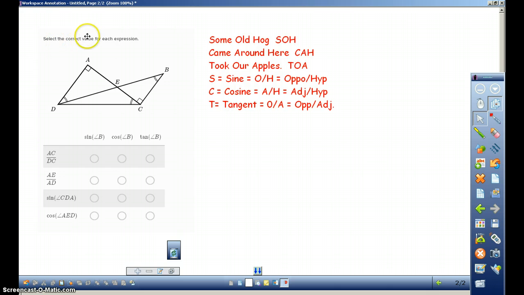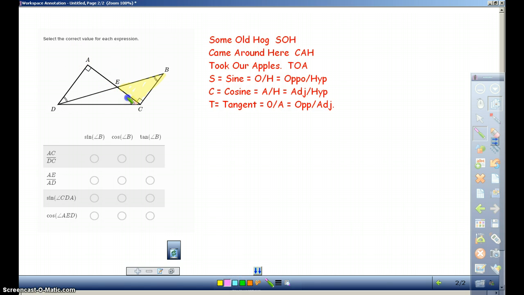It says, select the correct value for each expression. Well, here we have a right triangle. I'm going to use my highlighter here to show it to you. I'm putting this one in yellow. There's one right triangle right there, ECB. And notice that angle B here is marked with two arcs, which tells us it's congruent to this angle right here, which is also, I'm going to go with a different color now, pink.